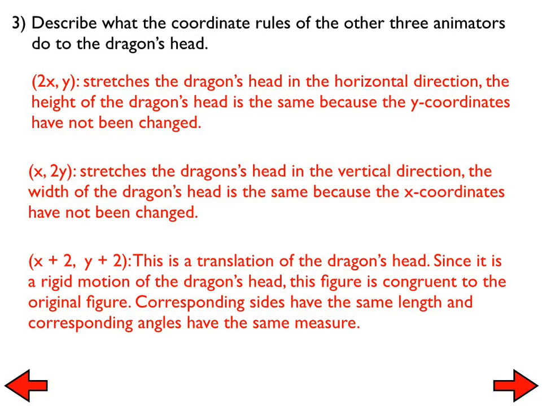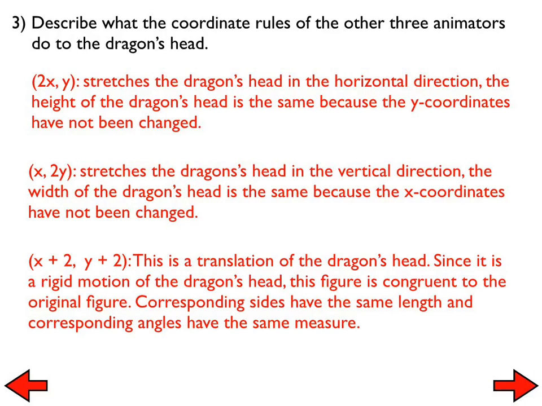And for the third animator, did the head size change? No, because that's x plus 2, comma, y plus 2. That's a translation. We moved it basically 2 to the right and 2 up. So it's congruent because we just translated. Translations, rotations, and reflections lead to congruent figures. All right, so now let's go to number 4.